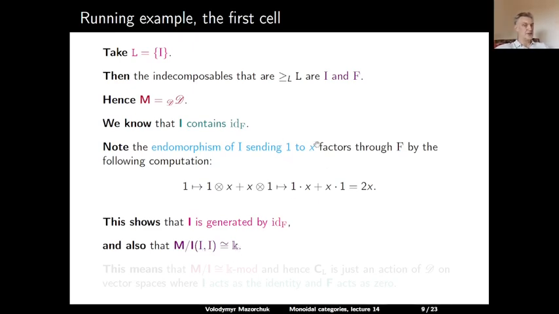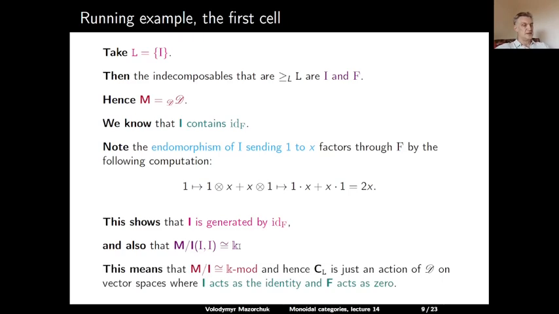So it was two-dimensional, one dimension is killed by factoring out. What remains is only one dimension. So in the quotient by I, we have one indecomposable object, which is the identity, with the trivial endomorphism ring. This means that the cell representation, the action of D on M modulo I, is actually an action of D on K mod. So this quotient category is equivalent to K mod.